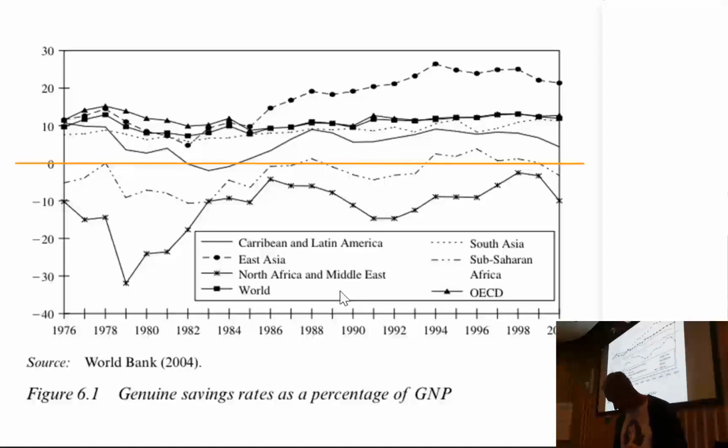You can do it for Bolivia. You can also do it, of course, across the world. Some countries are doing fine. Where are we? We're part of the OECD. So that is here, hiding behind the world. So genuine savings are actually positive throughout the period. Other parts of the world, this is North Africa and Middle East, are actually doing pretty badly, and that is because most of the growth there comes from oil extraction, right? They're running down their capital stock.